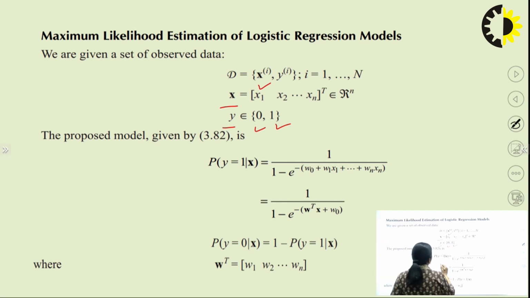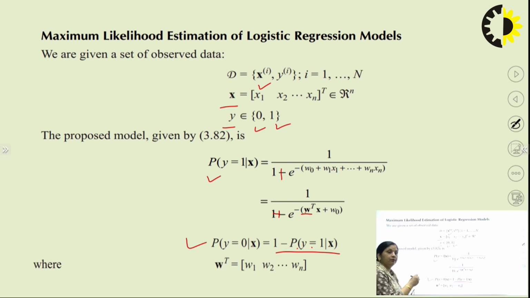So what is the proposed model? The probability of y equal to 1 when x is given is 1 upon 1 plus e to the power minus (W0 plus W1 x1 up to Wn xn), which can be written in short as 1 upon 1 plus e to the power minus (W transpose x plus W0), where W is the weight vector. And what will be the probability that it belongs to class 0? That is 1 minus the probability of y equal to 1 when x is given. That is, 1 minus the probability that x belongs to the other class, that is class 1.